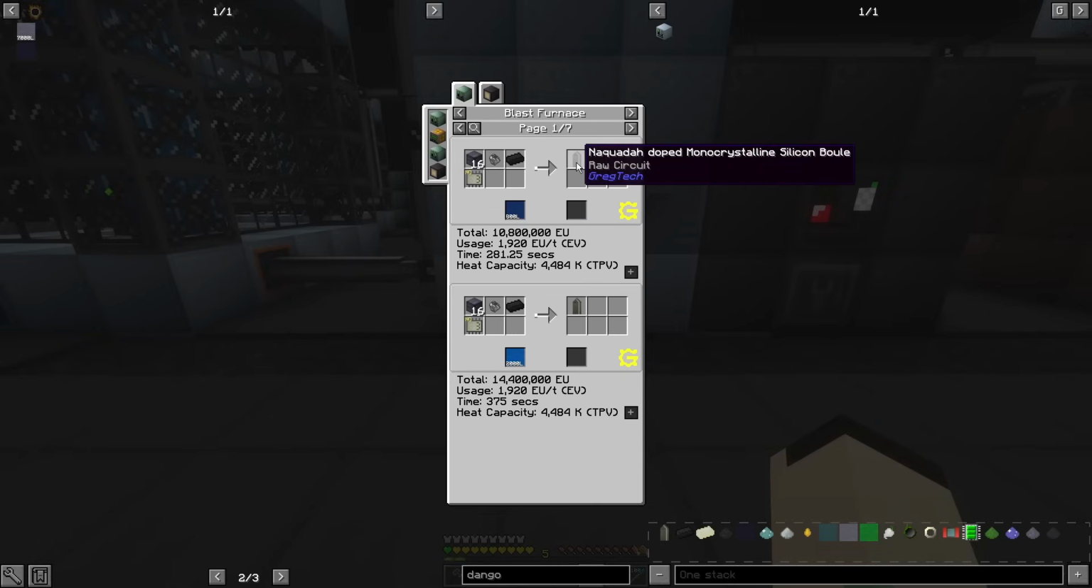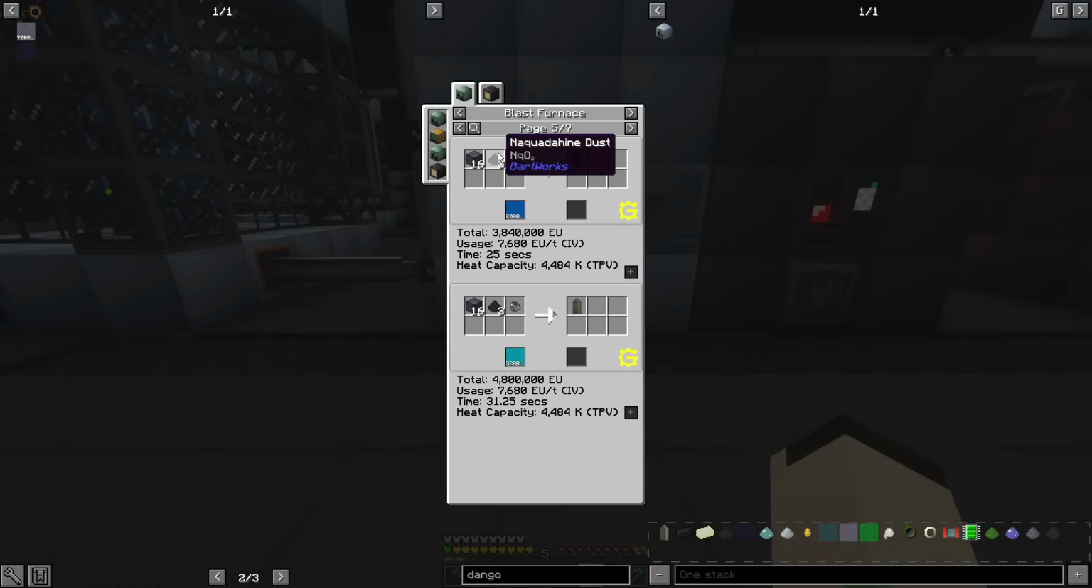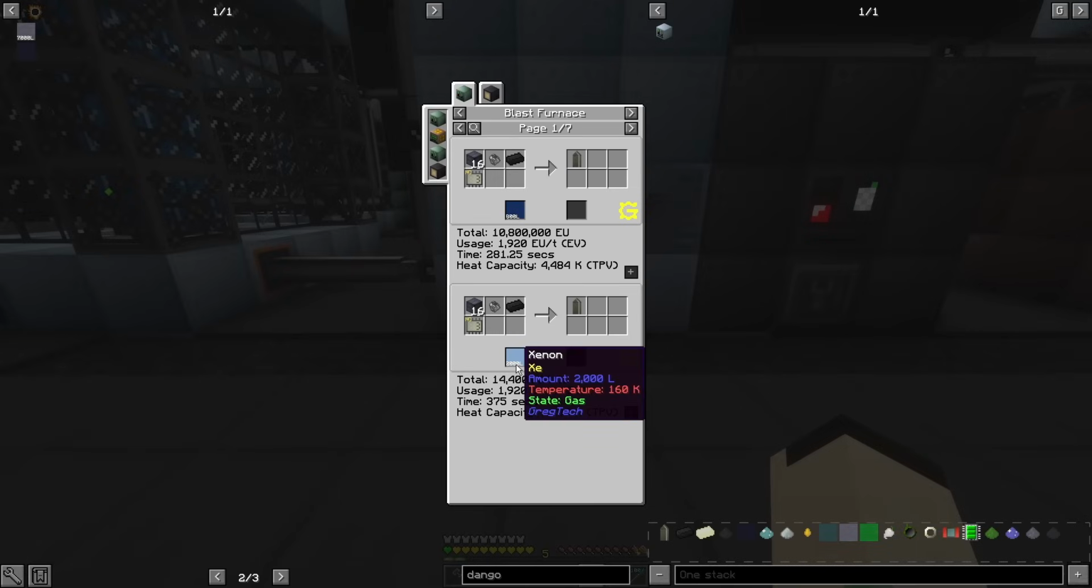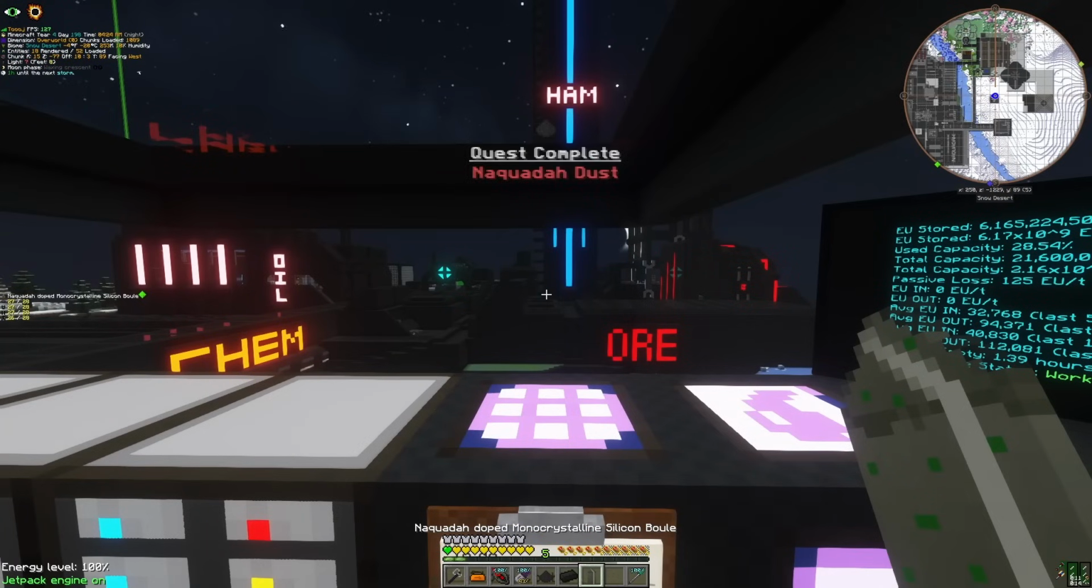Similar situation with the Naquadah doped monocrystalline silicon boules. It's much faster and therefore cheaper energy-wise to use the Naquadah heen dust. Like look at this, using xenon, this is 25 seconds. But if you use an ingot, also using xenon, it's 375 seconds. Definitely keep your Naquadah in the form of Naquadah heen. If you need Naquadah, just react it or whatever.